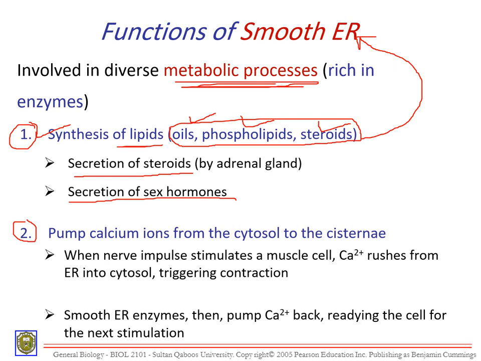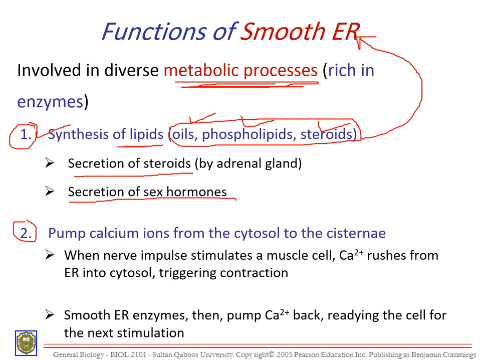The second job it does, so that was the first one, synthesis of lipids. The second thing it does, it pumps calcium ions from the cytosol to the cisternae. So for example, when a nerve impulse stimulates a muscle cell, the calcium will rush from the ER into the cytosol, triggering a contraction. So another job of the smooth ER is during muscle contraction. The nerve allows the calcium to rush from the ER into the cytosol, which allows that contraction to happen. The smooth ER enzymes will pump the calcium back, allowing the cell to get ready and prepared for the next muscle contraction.